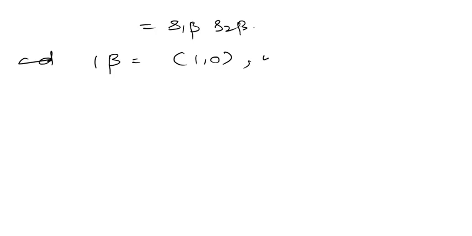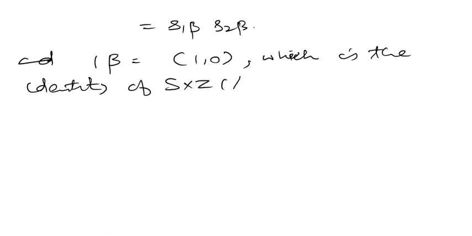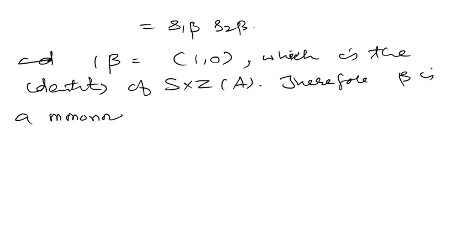And image of the identity, because the identity of S is 1, beta 1 is equal to (1, 0), which is the identity of S cross ZA. So therefore beta is a monoid morphism. Now we show that gamma is a monoid morphism.